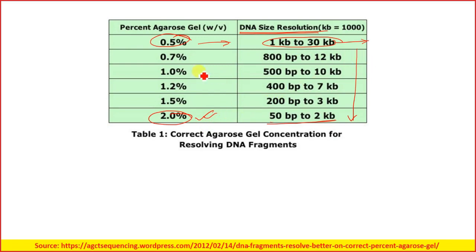Why is this so? Because when you have a lower concentration of the polymer in a gel, the pore sizes will be greater and it will allow the larger molecules to sieve through. When you increase the concentration of the polymer, the pore sizes become smaller, and hence that gives you an opportunity to analyze the smaller samples.